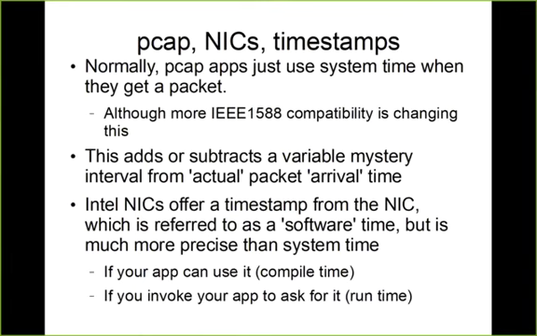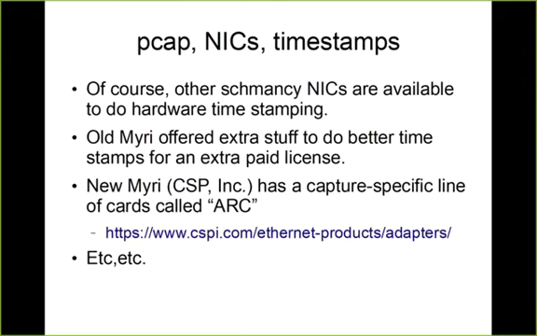Intel NICs offer a timestamp from the NIC, which is referred to as software time, but is much more precise than system time if your app can use it, which is a compile time thing, and if you invoke your app to ask for it, which is a runtime thing. Of course, other schmancy NICs are available to do hardware timestamping. I didn't really go out and get a proper list.